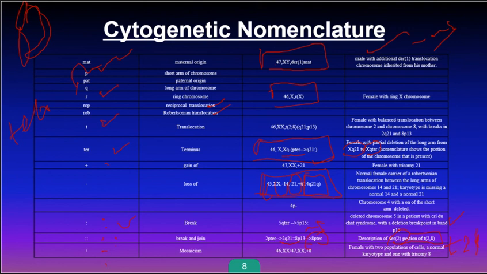Next is mosaicism. It is when a person has two or more genetically different cell sets in his or her body. That is called mosaicism. So 46,XX/47,XX,+8 may be two conditions: a female with two populations of cells, one with a normal karyotype and one with trisomy 8. It can occur in both conditions.